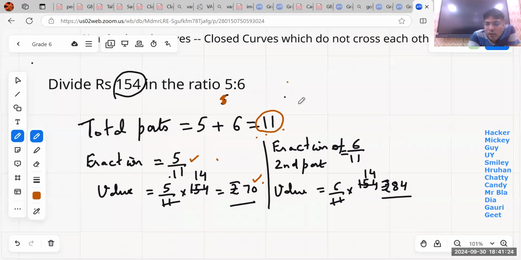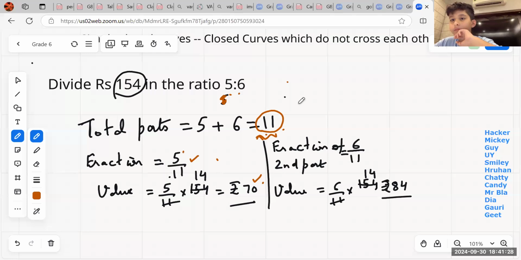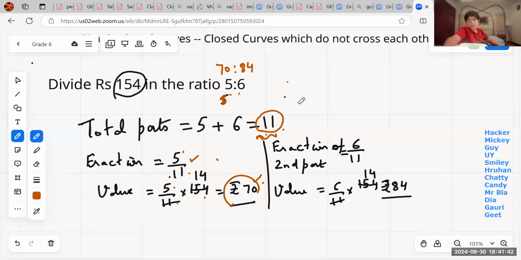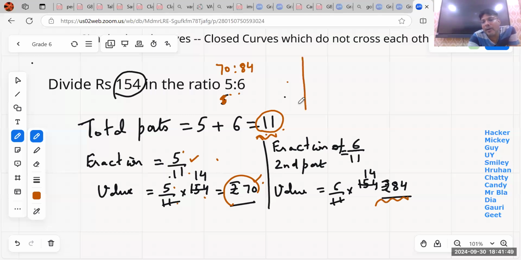Beta, see, total ratio parts 5 plus 6 is 11. The fraction is 5 upon 11. The value is 5 upon 11 into 154. So this value, 70, came. So the division is 70:84. And you can subtract as well, right? Yes, I can subtract. So this method is the easiest.